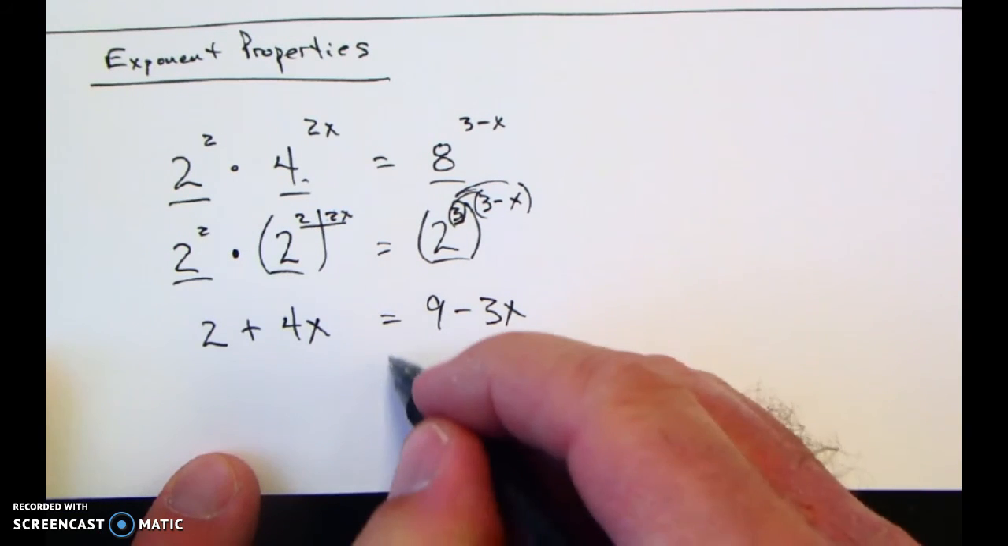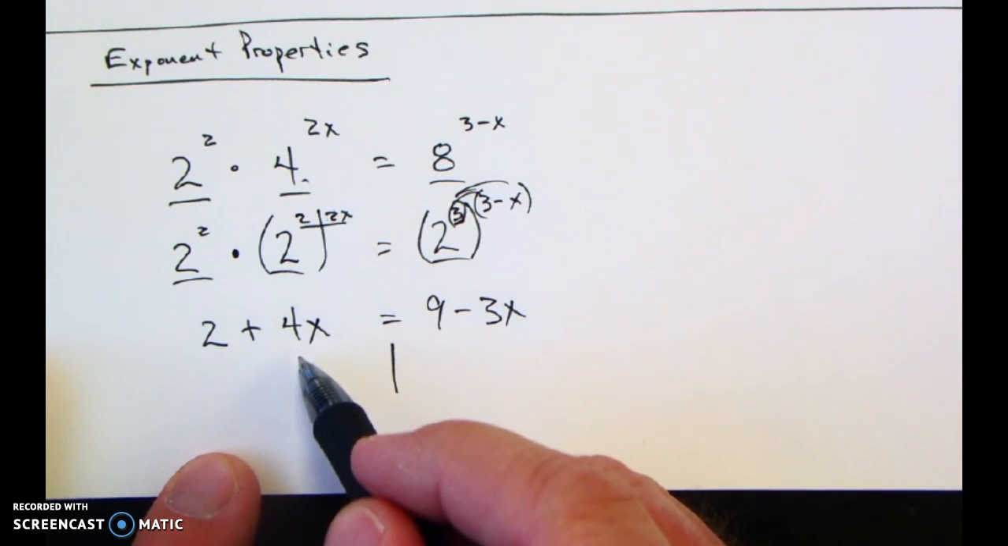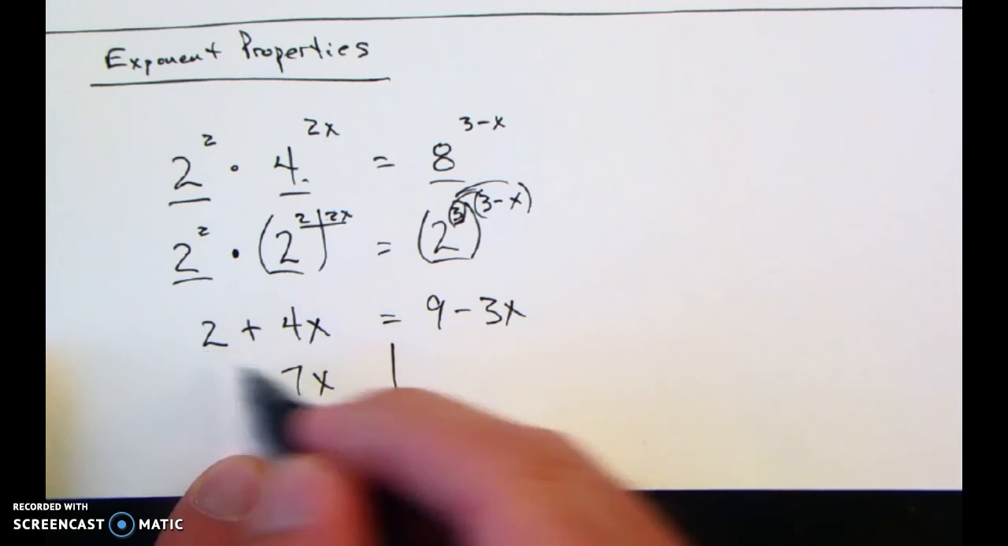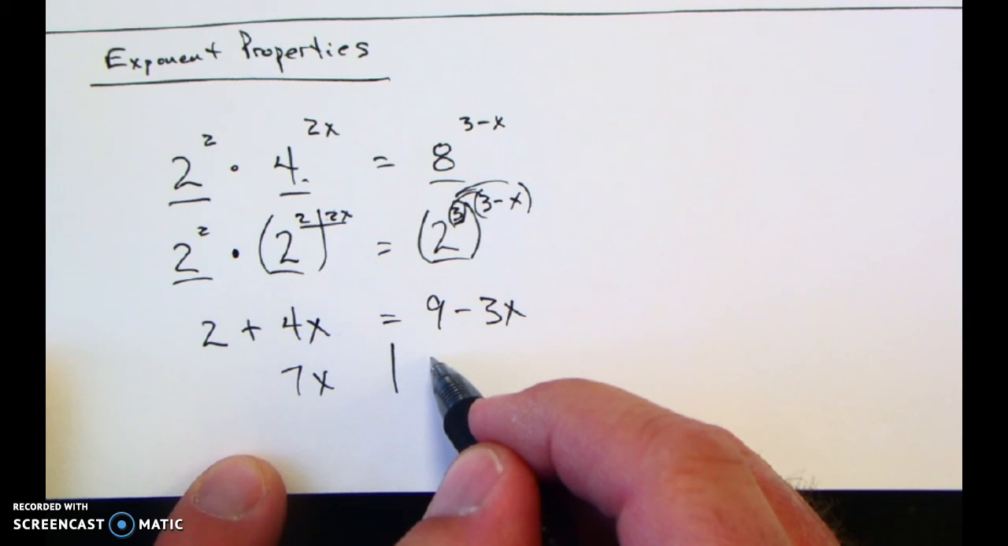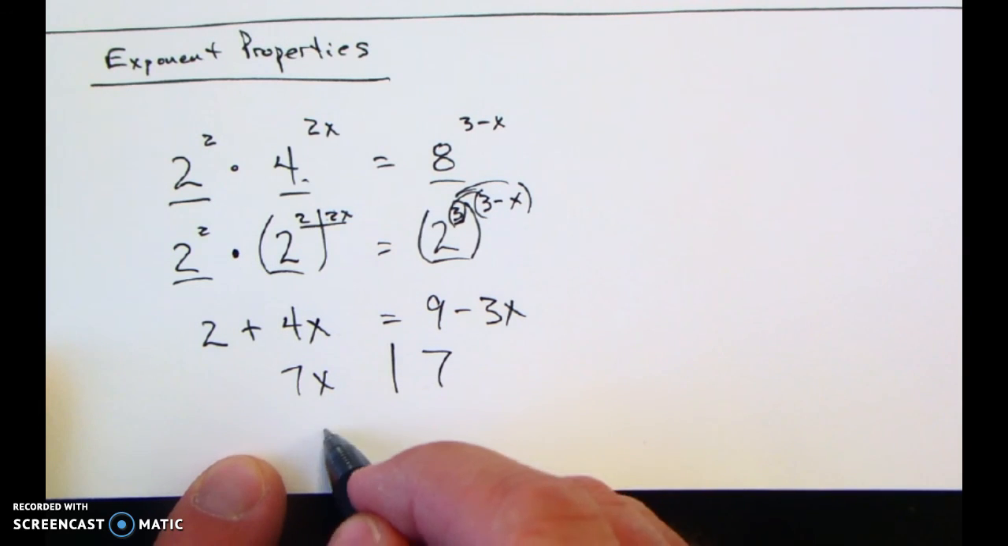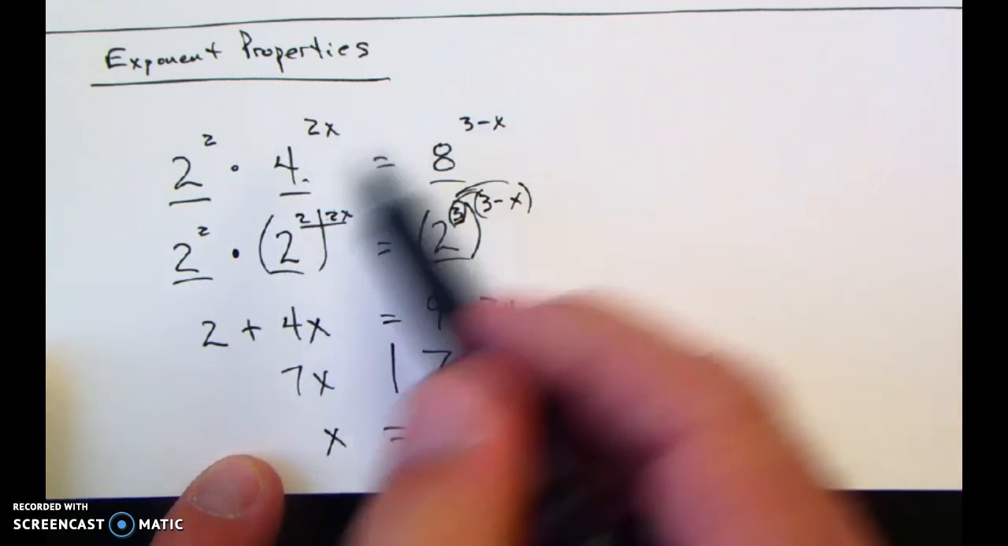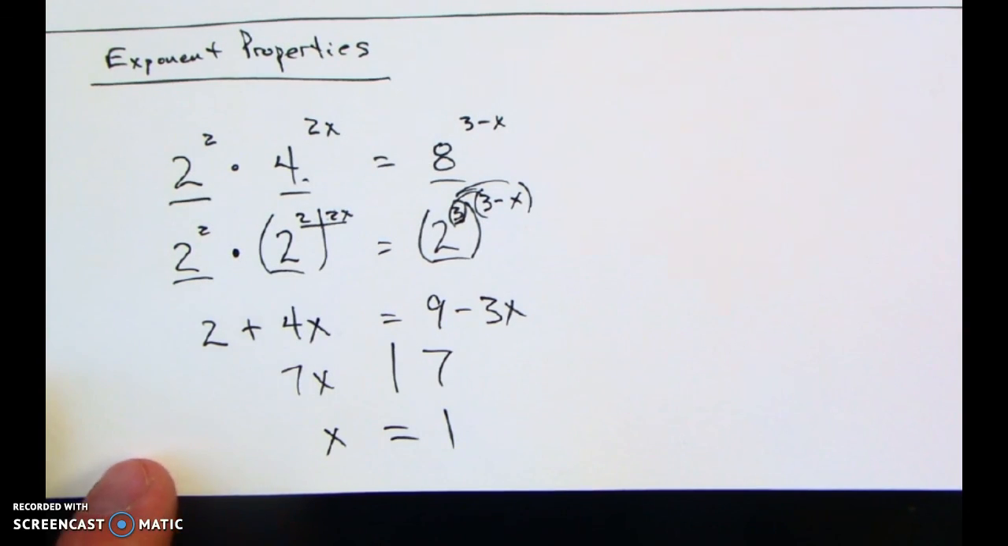Now we just solve this. I'm going to get the variable on the same side. Here's my equal sign. I add the 3x over to here. I'm going to subtract this 2 over to this side. So 9 minus 2 is 7. Divide both sides by 7, and we find that x equals 1. We can always then go back and plug that 1 into our original and check our answer.